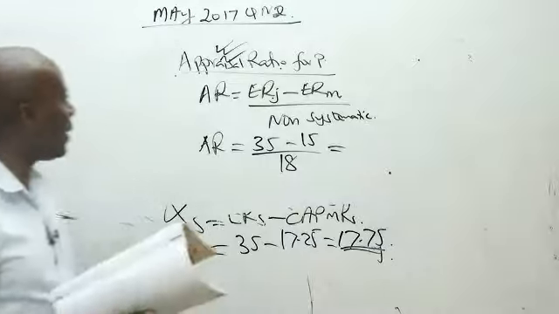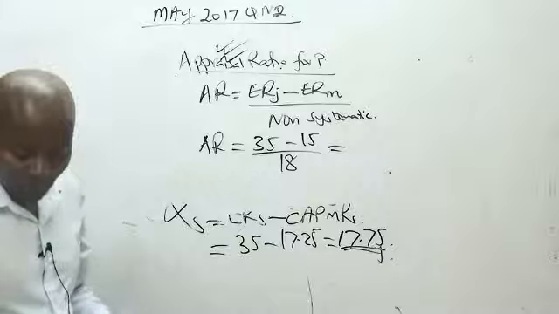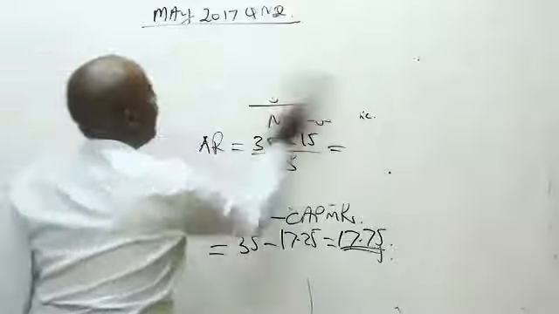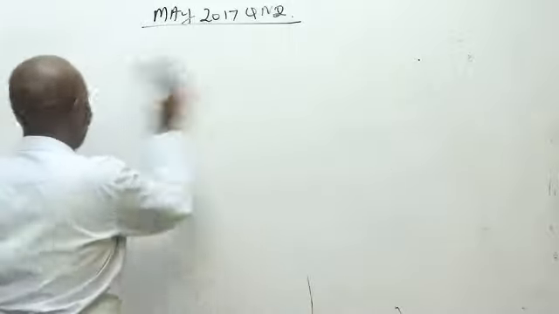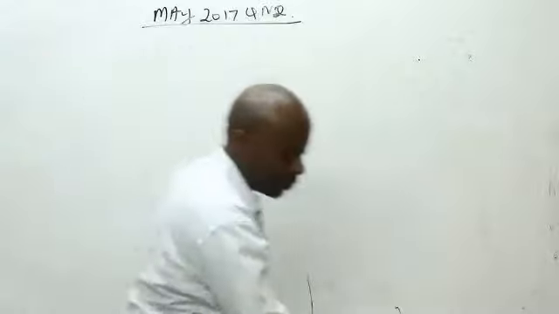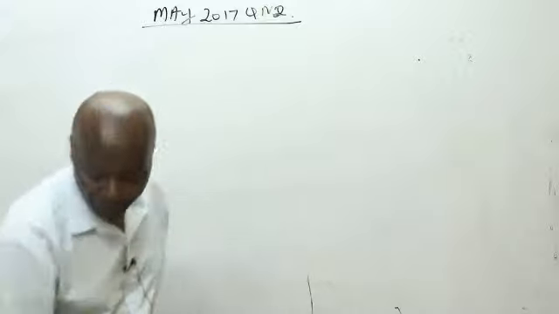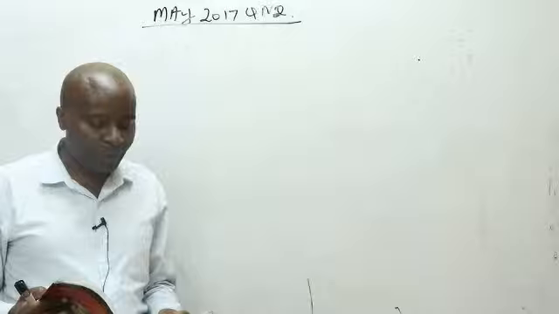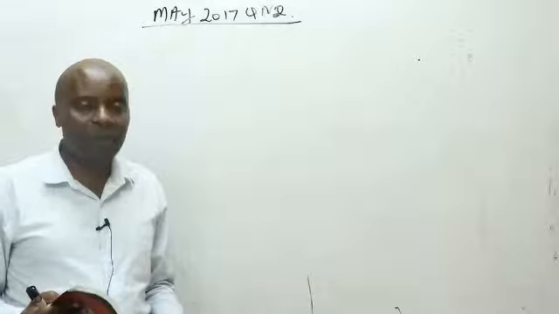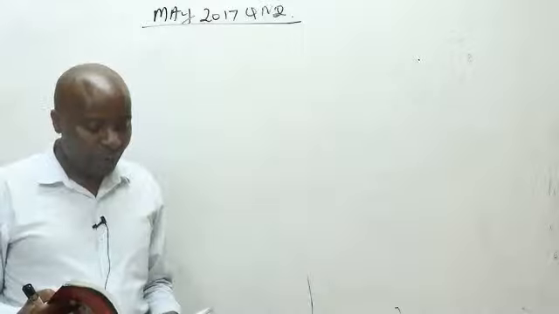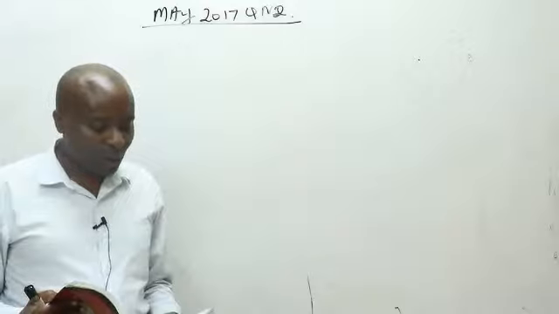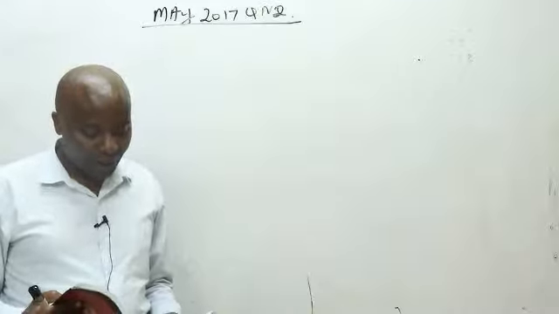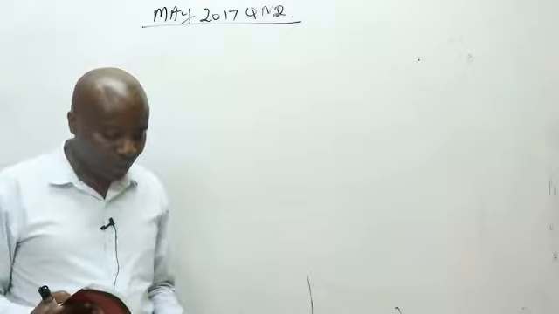It's May 2017, question number 2. So it reads, the following information relates to the performance of 6 portfolios over a 7-year period. So we have portfolios P, Q all the way to U. Then they have given us the market returns, and then we have the risk-free rate. So they want us to rank the performance of the above portfolios using the Sharpe method.